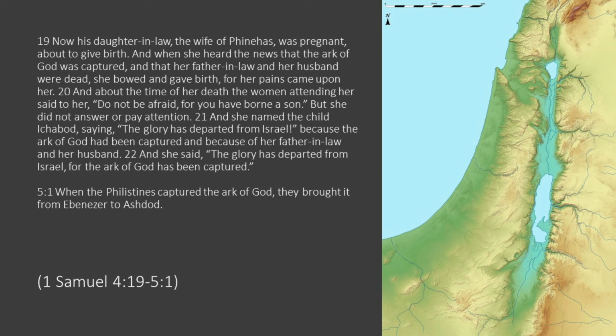Chapter 5, verse 1. When the Philistines captured the ark of God, they brought it from Ebenezer to Ashdod. And you'll remember what happens in the story after that, but the Philistines then take it back to one of their fortified cities down there on the coastal plain. And now this is the last mention we have of the Ark of the Covenant for some time, until David will bring it back. It'll make its way up to Jerusalem eventually, and David will bring it into the capital city.